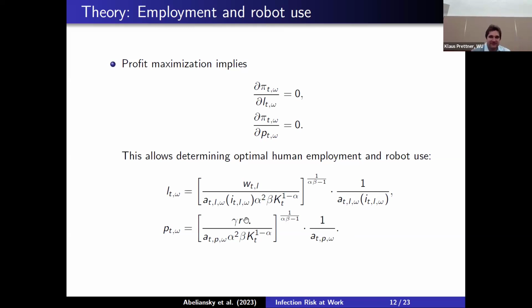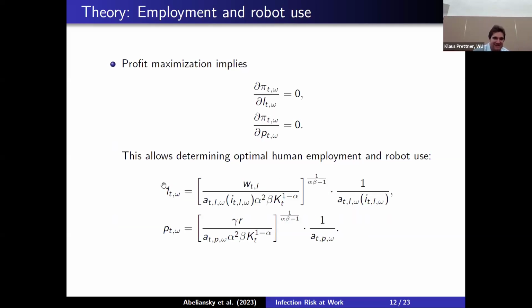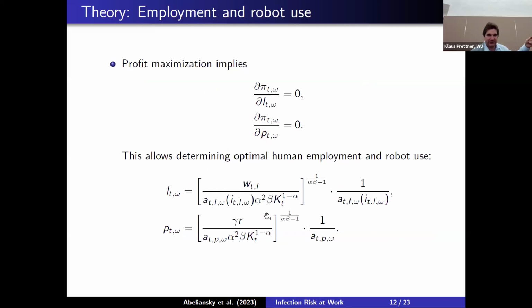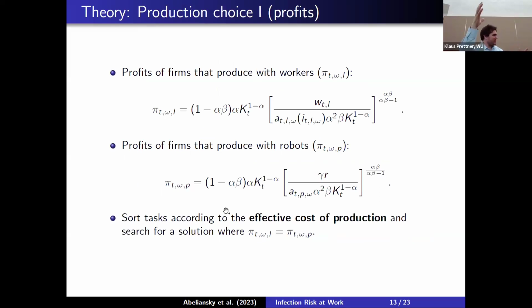So here we have the intensive margin choice between workers and robots, and the extensive margin choice is that we plug these expressions back into the profit function. We can then calculate the profits for firms that produce only with workers, by setting the robots equal to 0, and the profits for firms that produce only with robots, by plugging the robot solution in here and setting the workers equal to 0. And what we get are the two profit expressions.